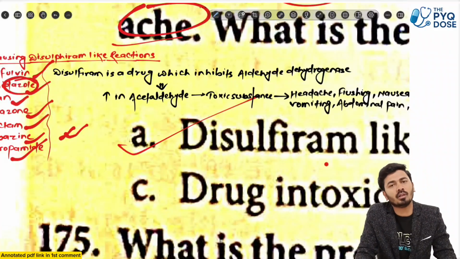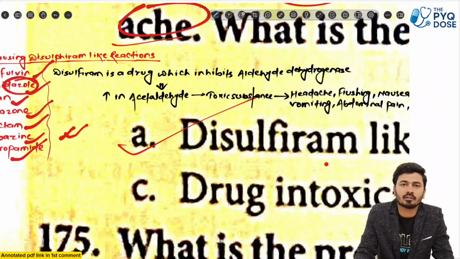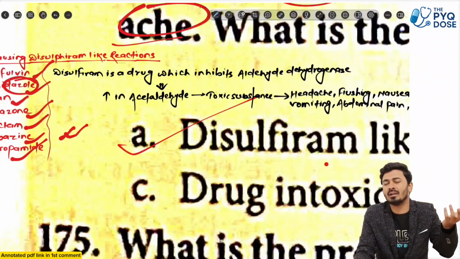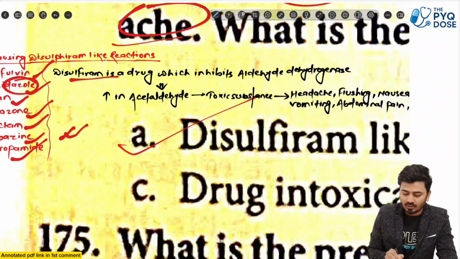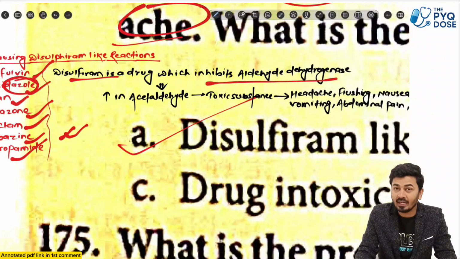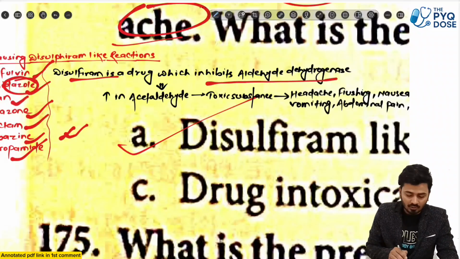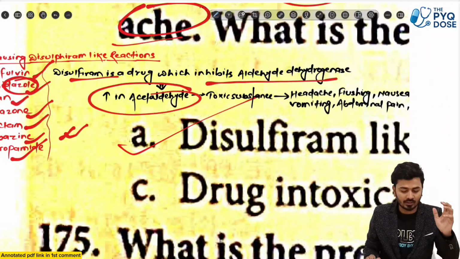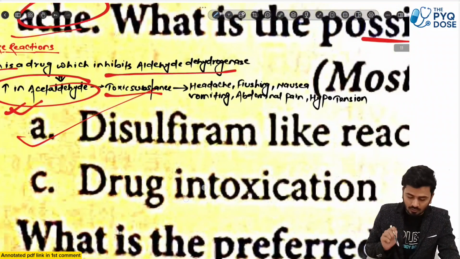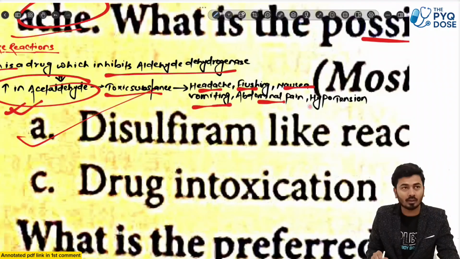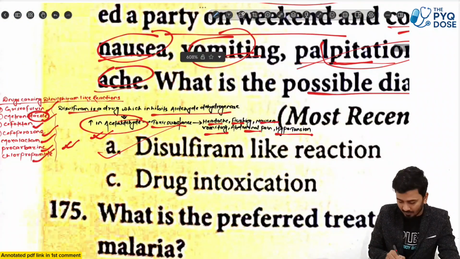What is disulfiram? We saw that disulfiram-like reactions will occur with these drugs. There will be palpitations, nausea, vomiting, diarrhea, and everything in the patient. So what is this disulfiram? Disulfiram is a drug which inhibits aldehyde dehydrogenase in the alcohol metabolism pathway. As a result there will be an increase in acetaldehyde, and acetaldehyde is a toxic substance. So there will be headache, flushing, nausea, vomiting, abdominal pain, and hypotension. This is the mechanism of how all these symptoms appear. So you must know about this. This is the disulfiram-like reaction.